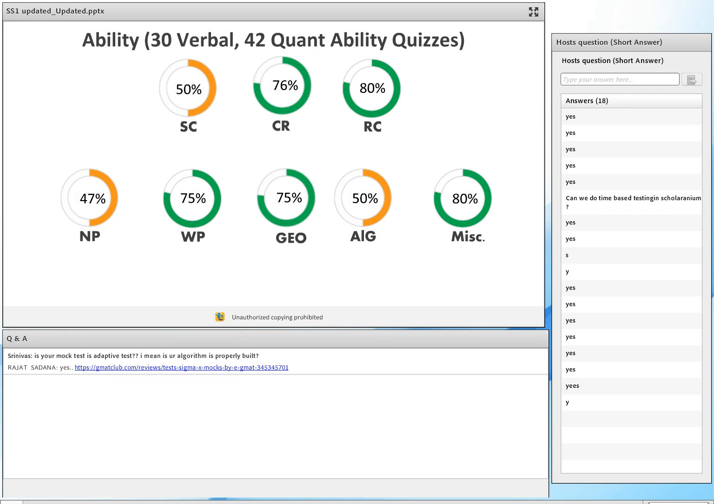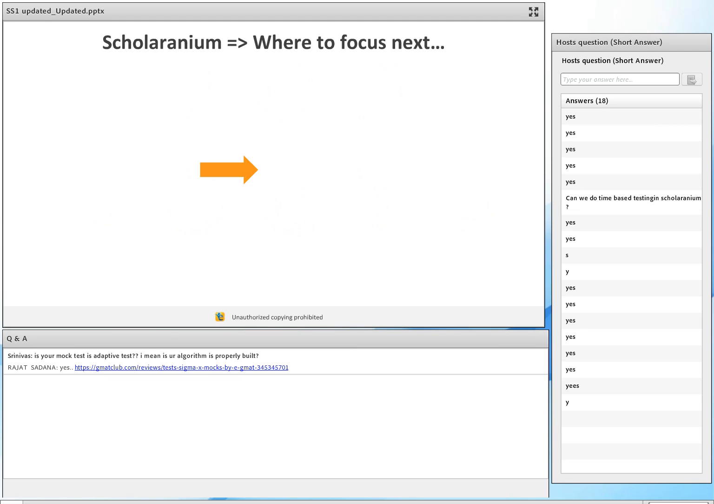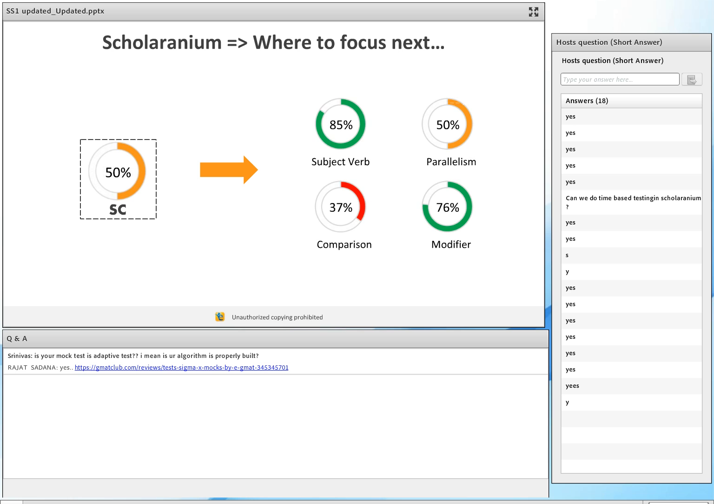A question that people are asking is, can you do time-based testing? Absolutely. You can create upwards of 1,000 different kinds of quizzes on Scholaranium, timed or untimed. And yes, the difficult questions there are the same as hard questions on the GMAT. The other thing is Scholaranium gives you stats that tell you where to focus next. And here you can really see if you get a 50th percentile ability over here, you can see that your focus needs to be on these two aspects of GMAT sentence correction. So this granular feedback allows you to go back, work on those areas, and come back and really test yourself again to see whether you've actually improved.